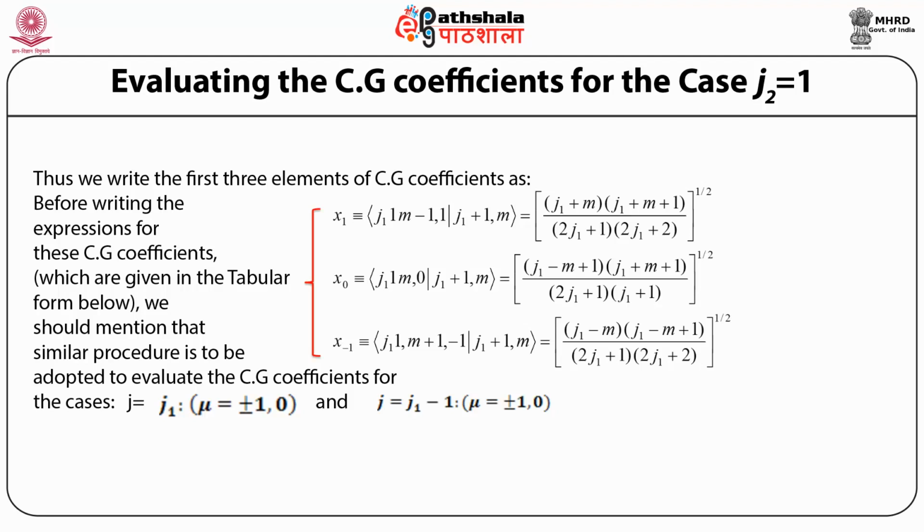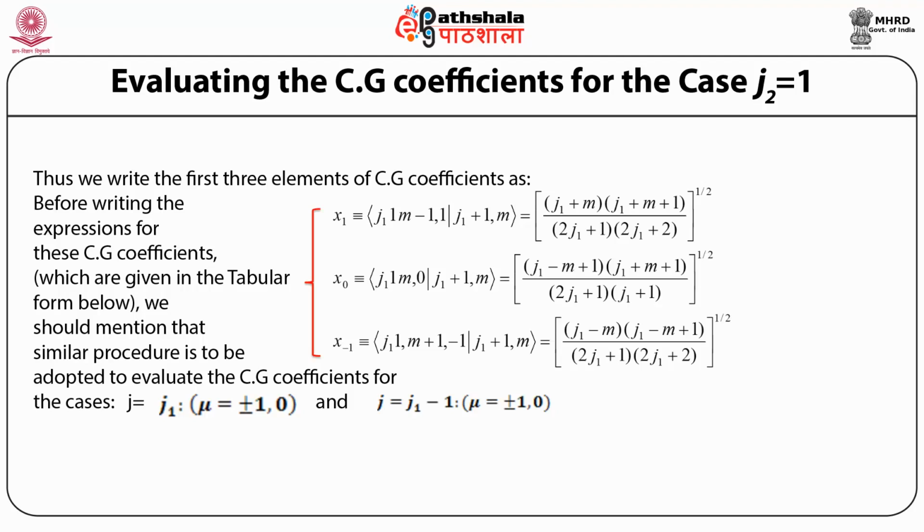x0 equals ⟨j1 m, 0| j1 plus 1, m⟩, which is equal to ((j1 minus m plus 1) into (j1 plus m plus 1) by (2j1 plus 1) into (j1 plus 1)) to the power half, and x minus 1 equals ⟨j1 m plus 1, minus 1| j1 plus 1, m⟩, which is equal to ((j1 minus m) into (j1 minus m plus 1) by (2j1 plus 1) into (2j1 plus 2)) to the power half.